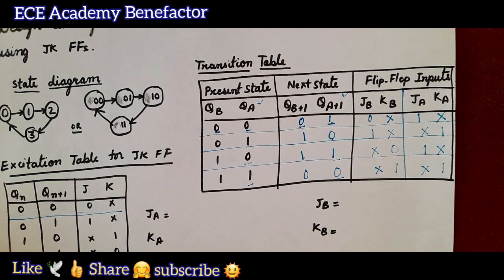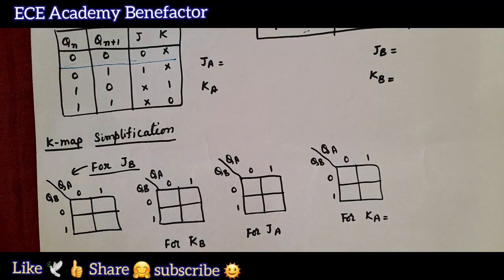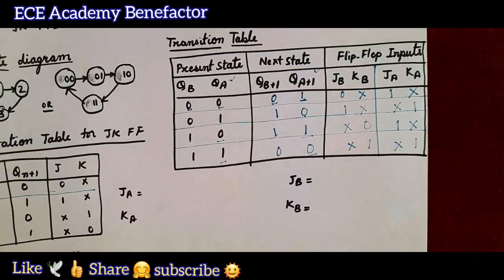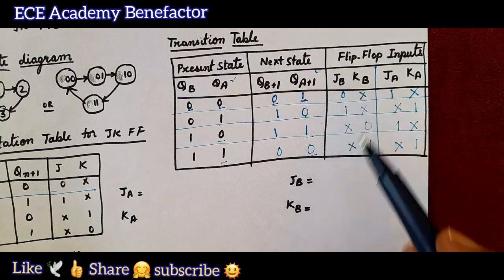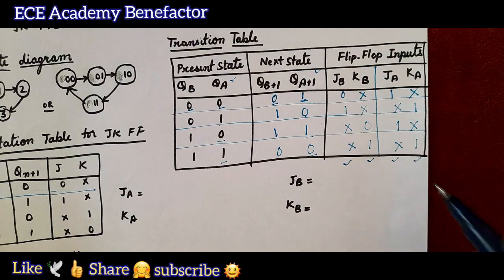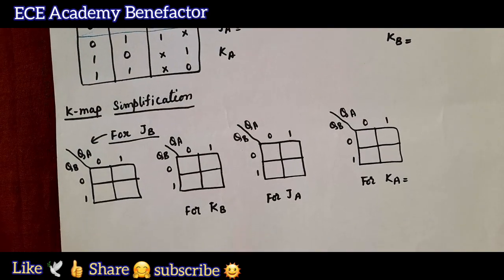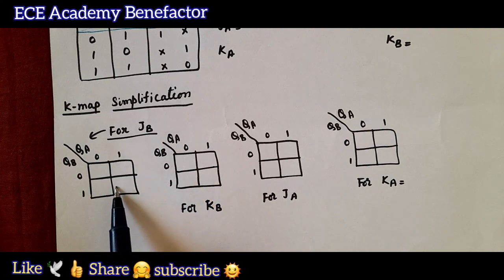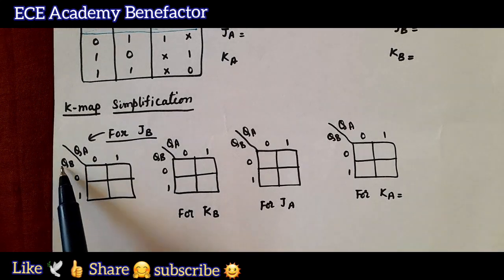Now let us simplify JB, KB K maps. K map simplification is the next step. How many flip-flops are we requiring? 2 flip-flops: JB, KB, and another one is JA, KA. So how many K maps do we need to solve? One for JB, another for KB, JA, KA. So 4 K maps are to be solved. It is a 2 variable K map, so we have drawn 4 two-variable K maps, for JB, KB, JA, KA, with variables QB, QA.